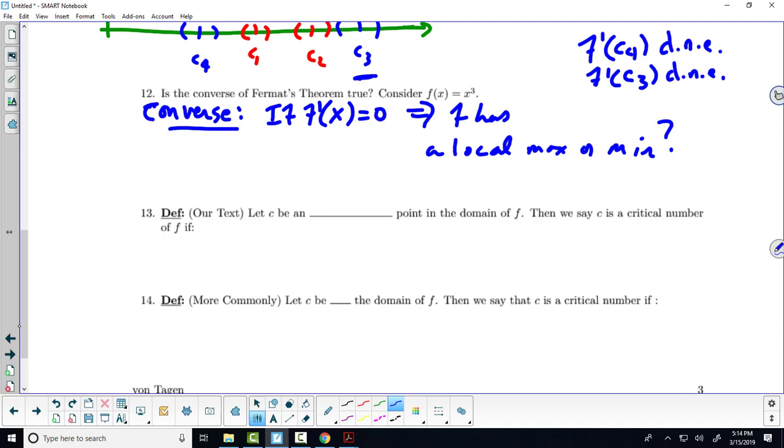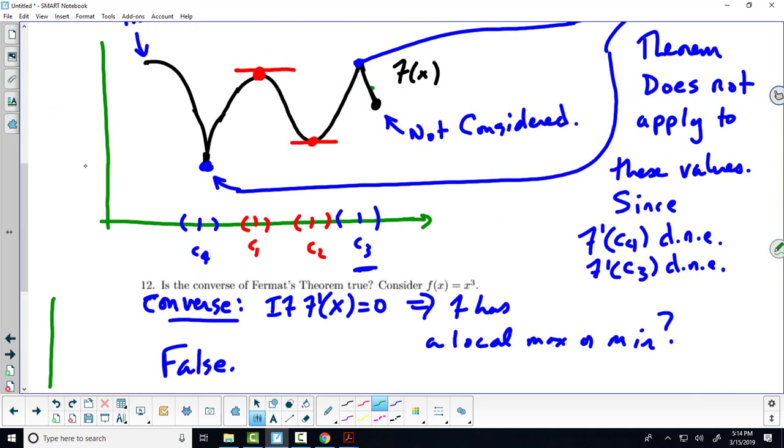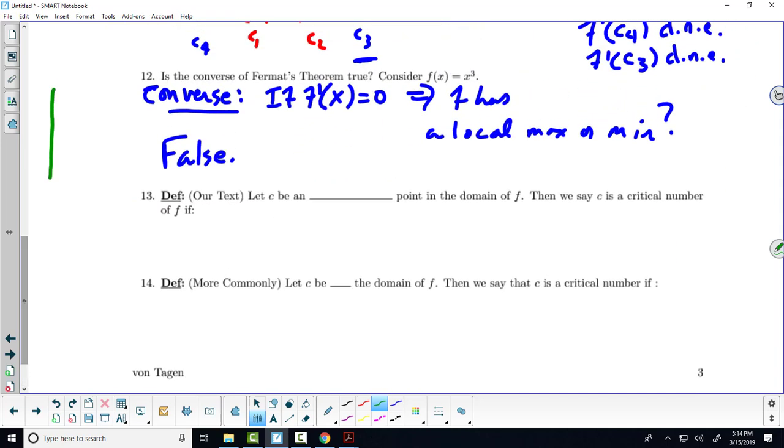Well, it turns out that the converse is false. Okay. So let me give you a graph that illustrates why the converse is false. Let's look at the graph of the x cubed function. So here's a graph of the x cubed function. Okay. And notice what happens at x equals 0. At x equals 0, what is the derivative? So f prime of x here equals 0.